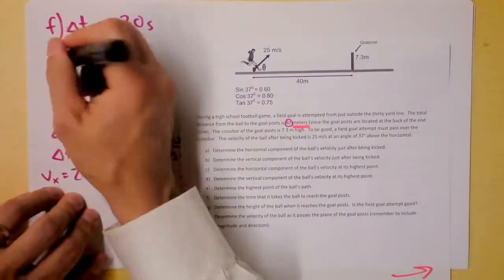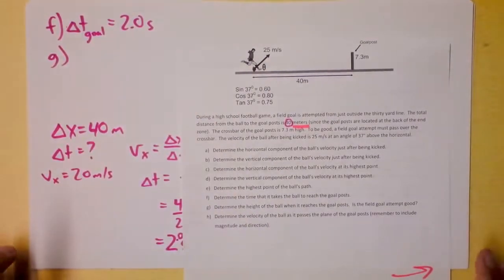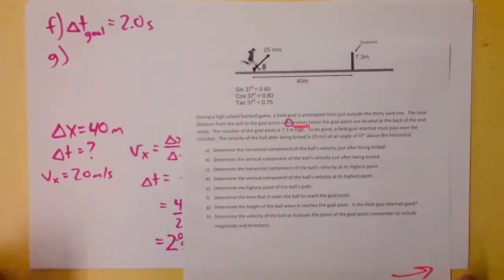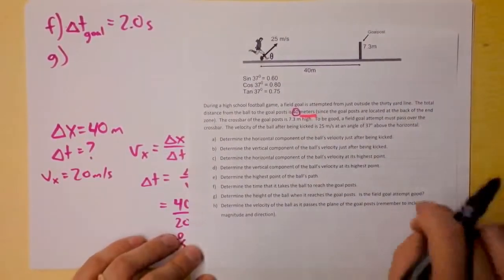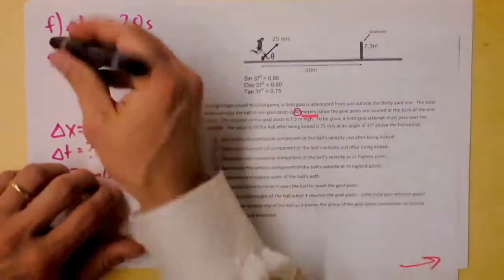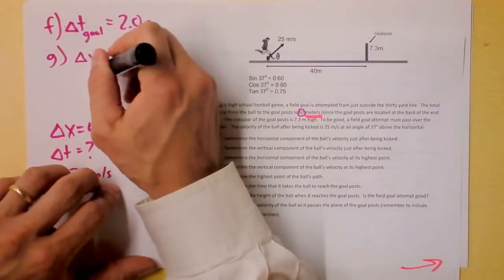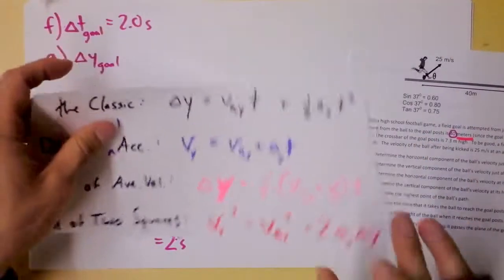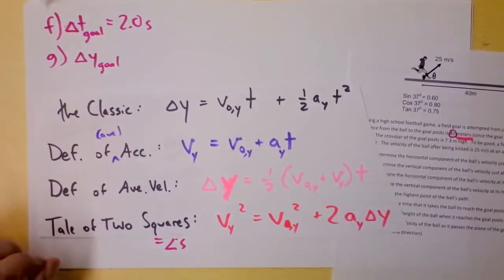But G, we're ready for G right now? G says determine the height of the ball when it reaches the goalposts. And I guess we're trying to figure out whether the field goal attempt was good or not. So we want delta y goal. And in order to do that, we need an equation for delta y. Where's a good equation for delta y?